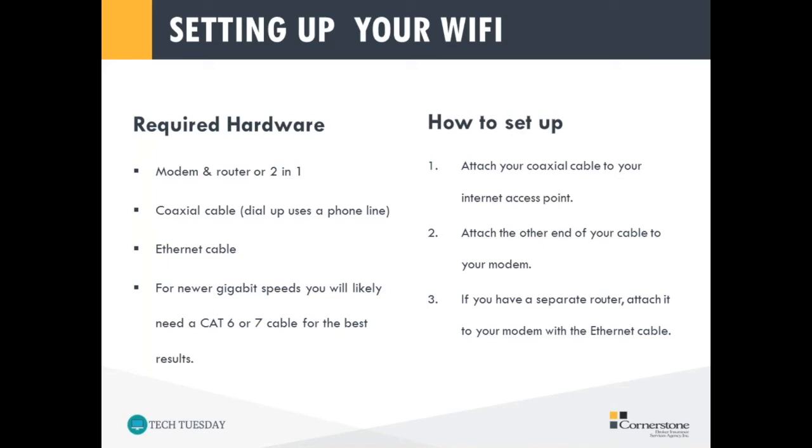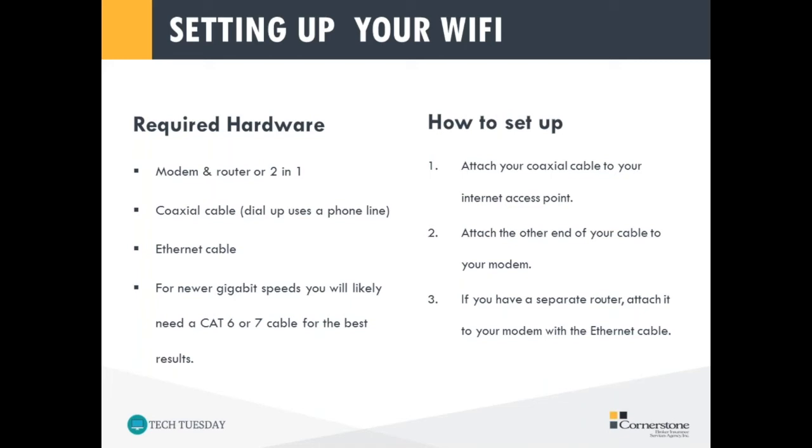For setting up your own Wi-Fi, however, you need the required hardware. Like I said, that's a modem router or a 2-in-1, coaxial or phone line cable, depending on what your provider uses. Ethernet cable, this is typically Cat 6 or 7 cable. For newer gigabit speeds, you will absolutely need a Cat 7, probably. The Cat ratings on the cables specify the types of wired connections that they're certified to carry. This is typically different speed and different bandwidth limits.